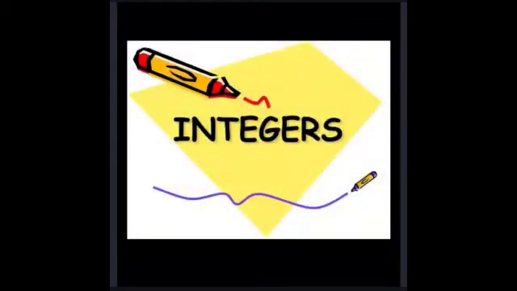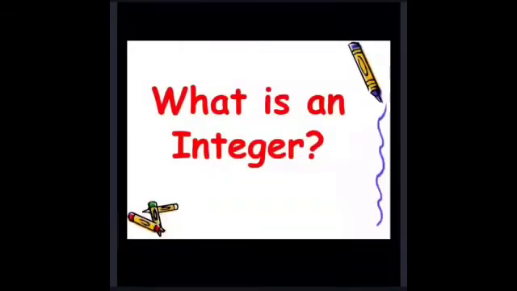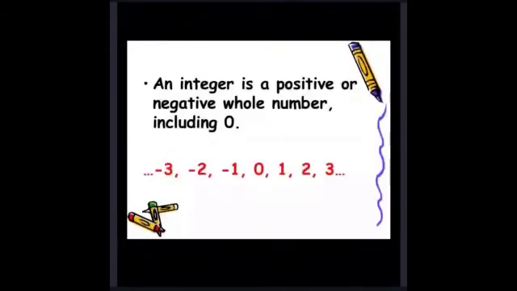Let us discuss the topic based on integers. Now what is an integer? An integer is a positive or a negative whole number including 0. That is, for example, -3, -2, -1, 0, 1, 2, 3. All are coming in the category of integers.